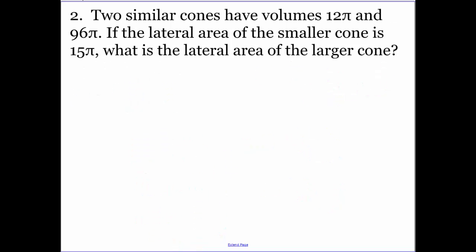Second example, two similar cones have volumes of 12 pi and 96 pi. The lateral area of the smaller cone is 15 pi. What is the lateral area of the larger cone? So we have the ratio of our volumes. So find 12 pi to 96. This is the ratio of the volumes. When I reduce that, I get 1 to 8. So our scale factor cubed is 1 to 8. So then I cube root, and our scale factor ends up being 1 to 2.